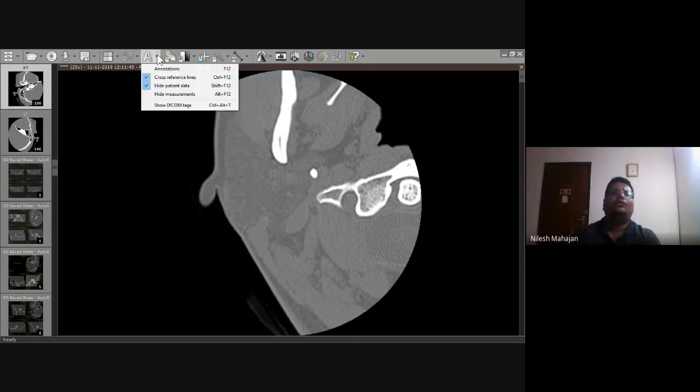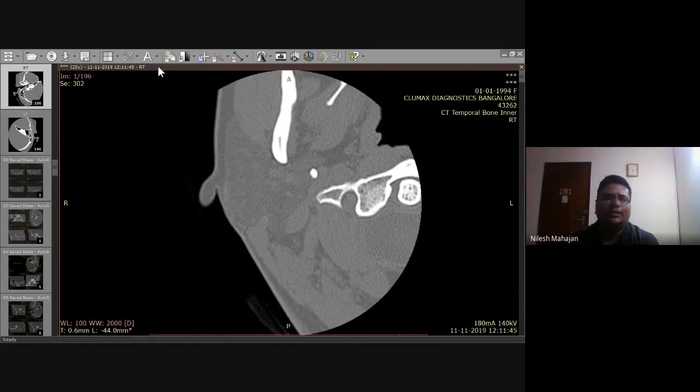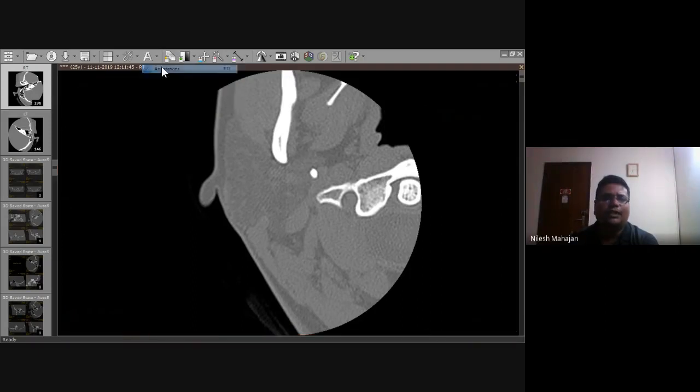Then these are the annotations. If you click on it, you will be able to see the details about the patient. There is the option of hide patient data. Now I have hidden the patient data. If you remove that, you will be able to see the patient's details.